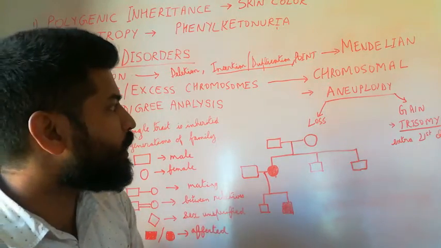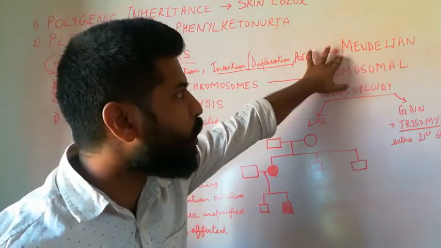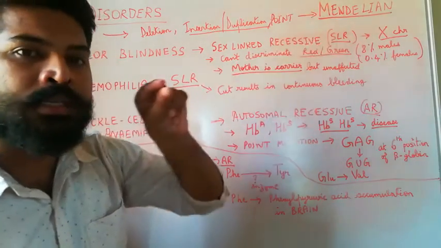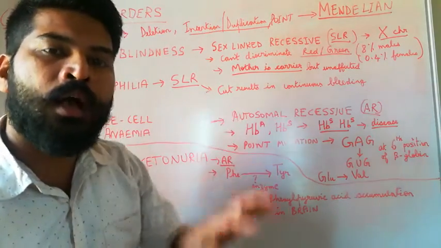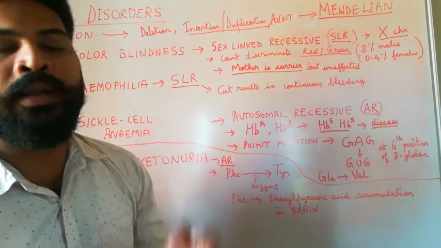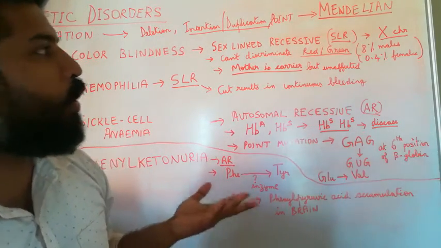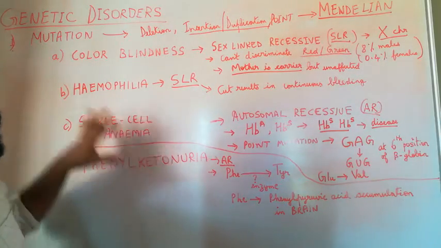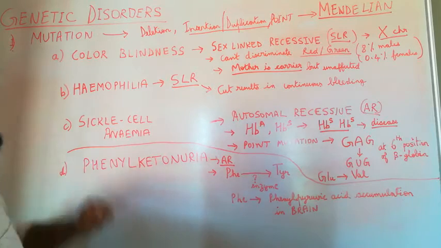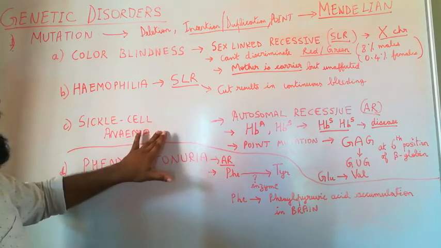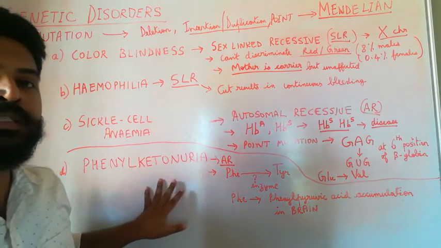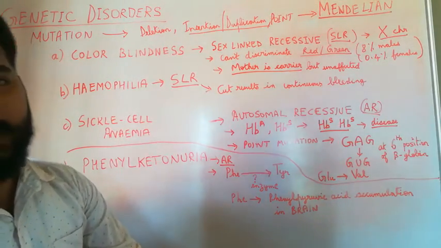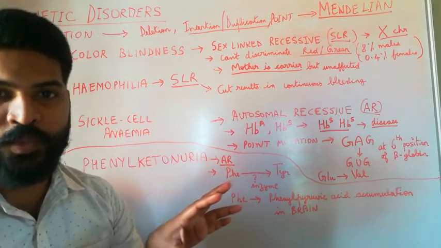So let us now study in detail about the Mendelian disorders and chromosomal disorders. In Mendelian disorder, there is a change in the gene or the allele. When this changed gene or allele is inherited by the child, it will result in the disorder, and this follows the Mendelian laws of inheritance. So there are five disorders that we are going to study briefly: colorblindness, hemophilia, sickle cell anemia, phenylketonuria, as well as thalassemia.